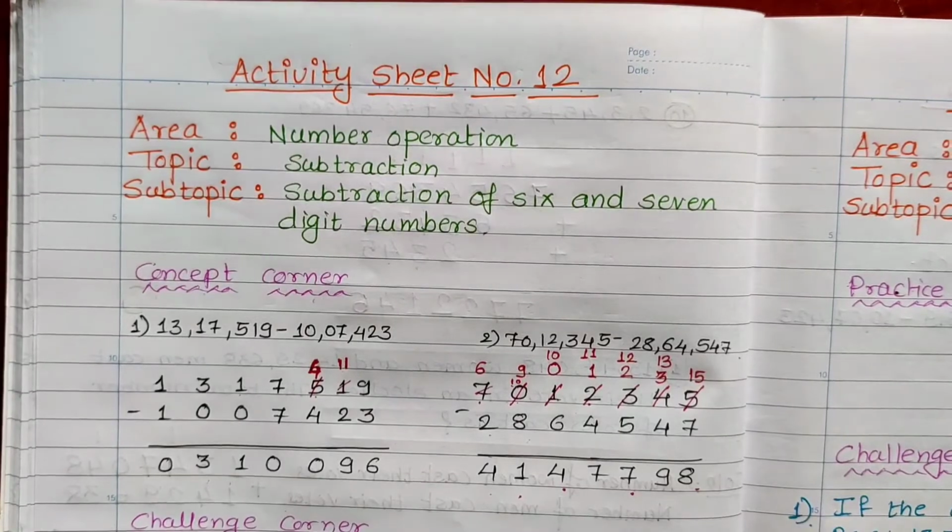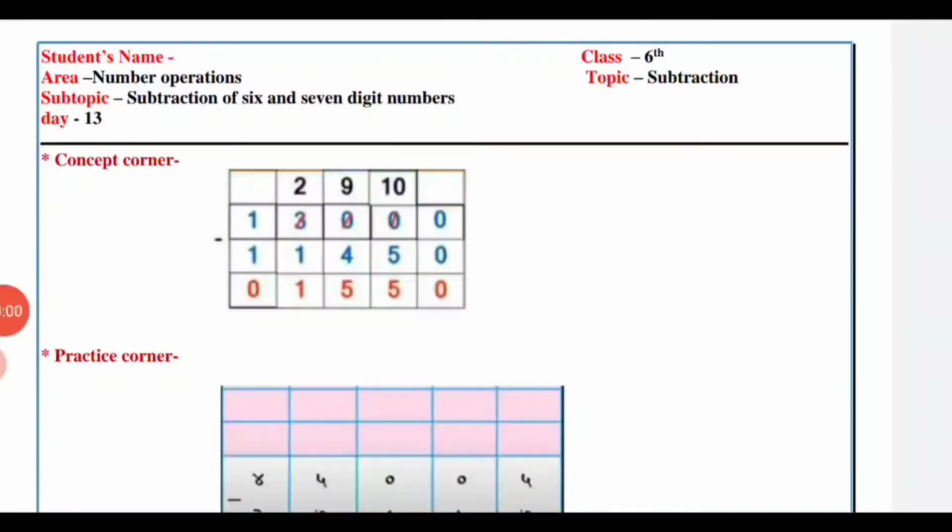Now let us go on to day 13. So children, we will continue with day 13 in the same video. Day 13 is dealing with number operation again. The topic is again subtraction, and the subtopic is subtraction of 6 and 7 digit numbers. In the concept corner, one solved example is there. You have to see that example.